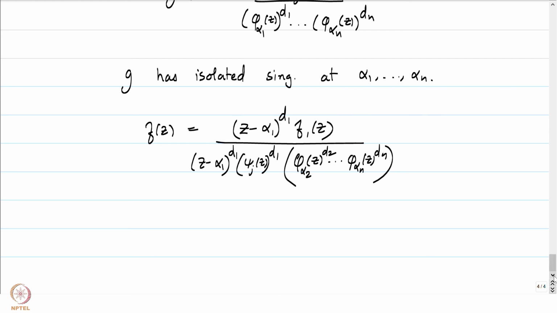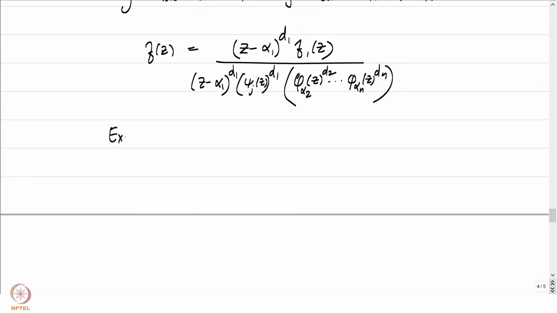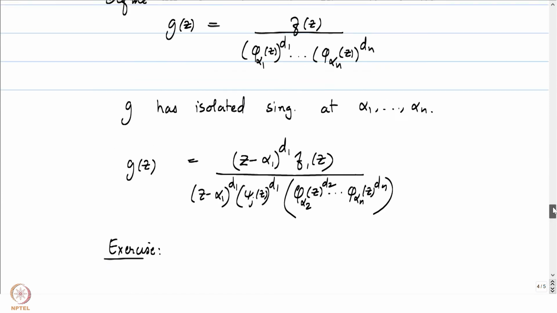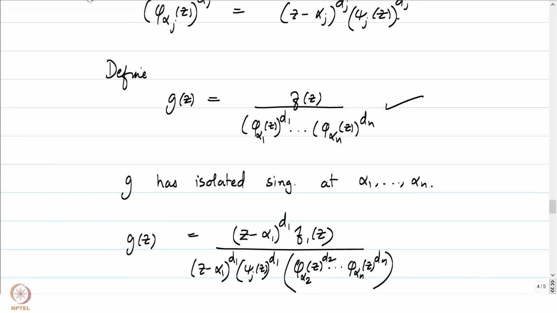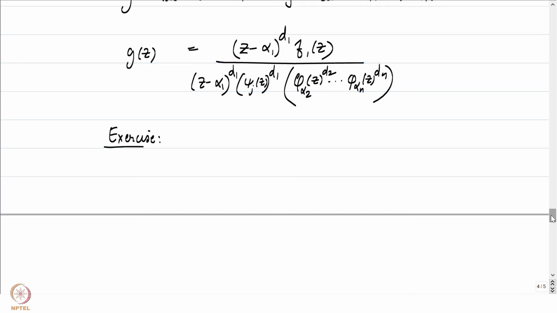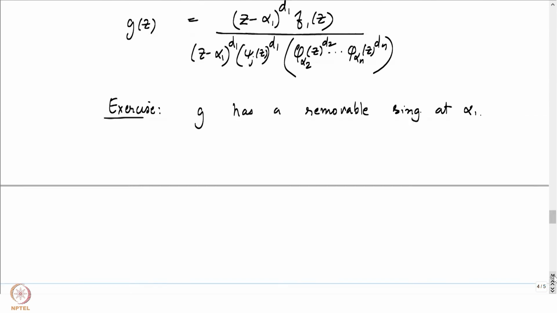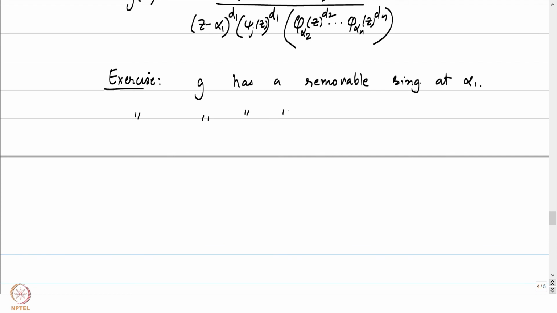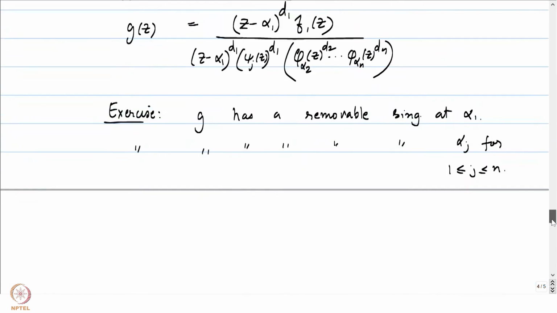So you should now sit down and check. Let me just give it as an exercise for you. I have done all the hard work for you now. Just check that. Oh, this is not g, by the way. This is after the division. I divided it here, so let me call it g and not create confusion. So the exercise is to show that g has a removable singularity at alpha j for 1 less than or equal to j less than or equal to n. Each of these alpha j's is going to be a removable singularity.